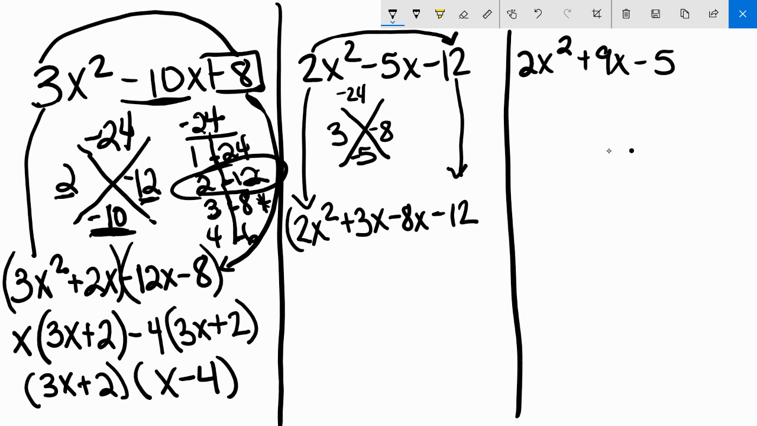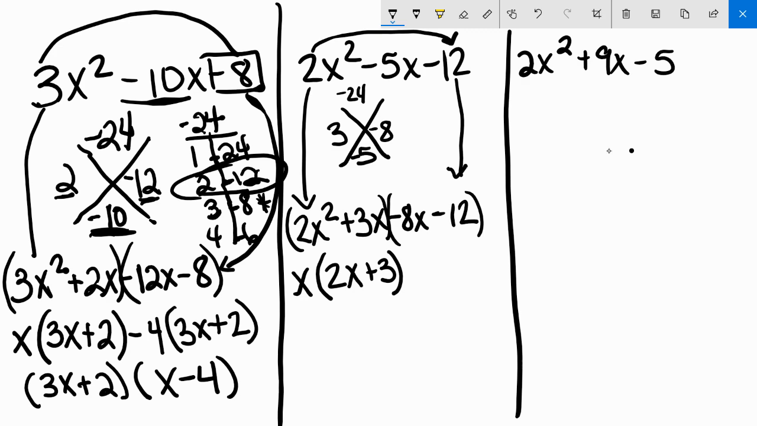Group them together in pairs and find the GCF. So here we have 2 and 3. They don't have anything in common, but they do have an x. So let's bring out an x and factor it out, which means divide. So 2x squared divided by x is 2x. And 3x divided by x is going to cancel that x and give us a 3.